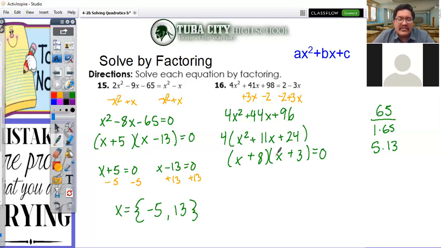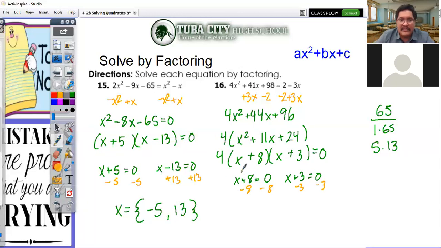And again, those are usually the easiest ones, the plus plus ones. And in this case here, I'd have x plus 8 equals 0, x plus 3 equals 0. And again, the 4 is still here, but I'm going to ignore that. Minus 8 from both sides, and then here I'd have to minus 3 from both sides.